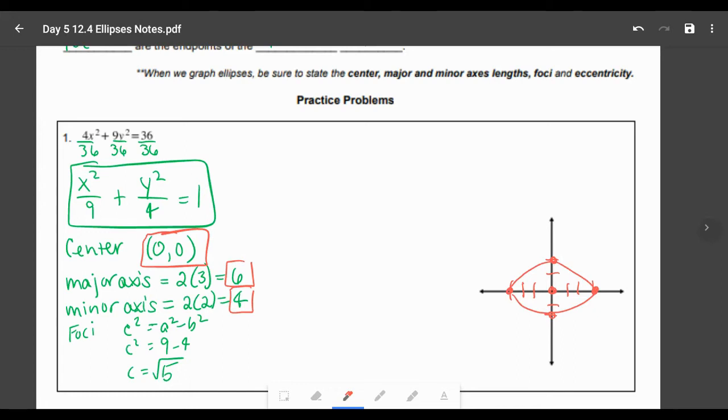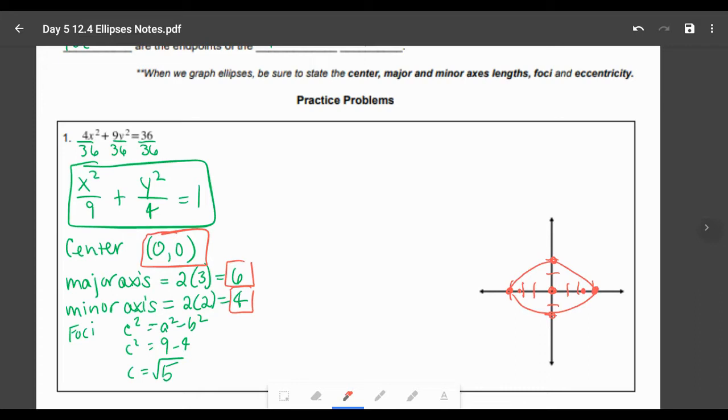And then we do need to plot some foci on here. So we know that they each have to be the c distance away from the center. So we know that we're going to take the center and move over. Square root of 5 is a little more than 2. So do an estimation right there in each direction, right?